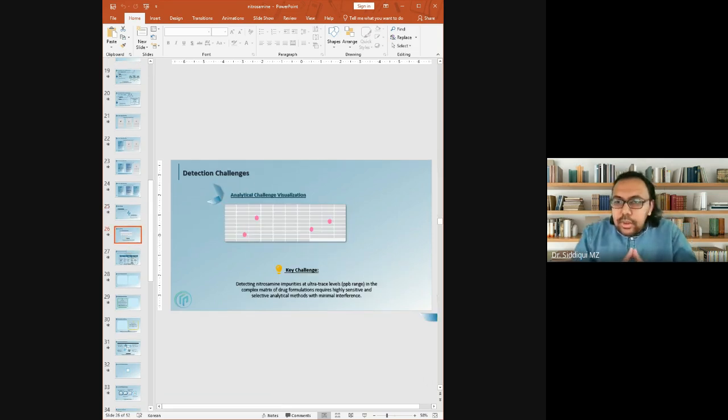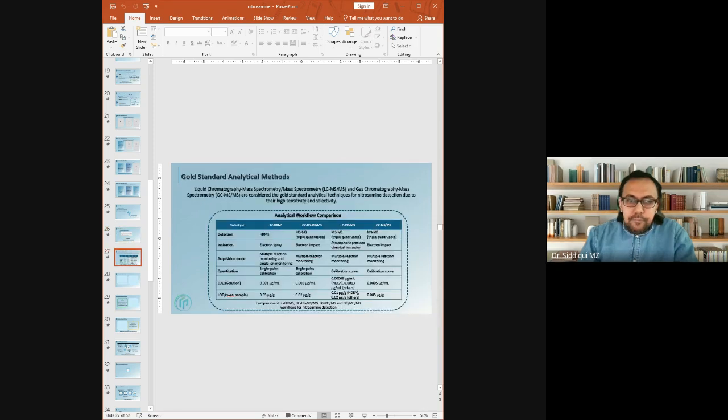So detecting nitrosamine impurities at ultra trace levels, in the ppb range, in the complex matrix of drug formulations requires highly sensitive and selective analytical methods with minimal interference. So usually LC-MS/MS and GC-MS are considered the analytical gold standards because of their superior selectivity and sensitivity.